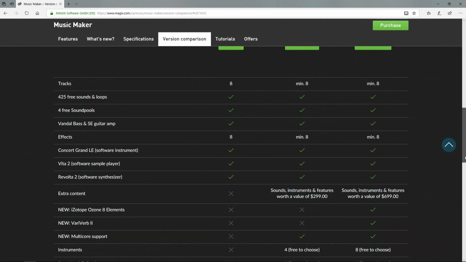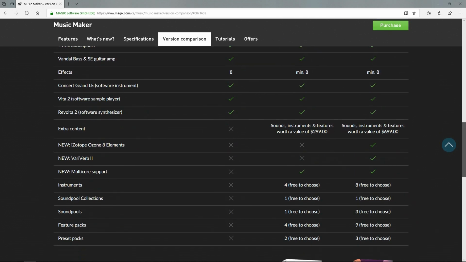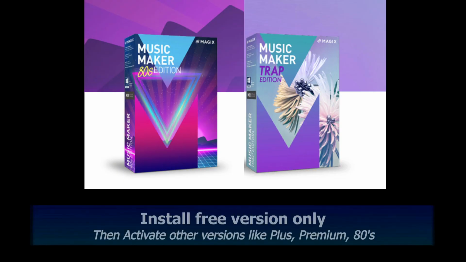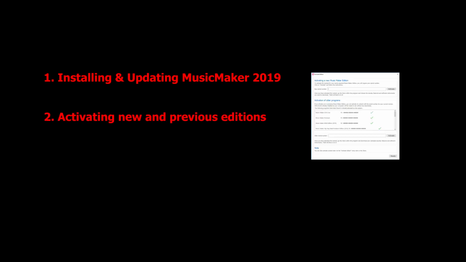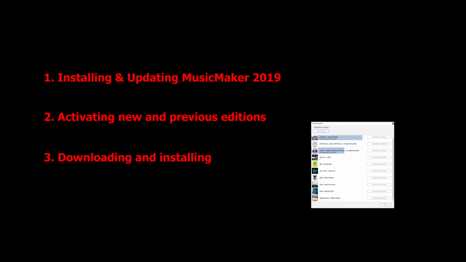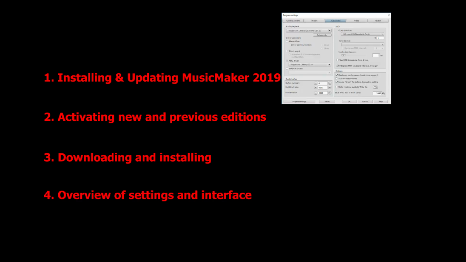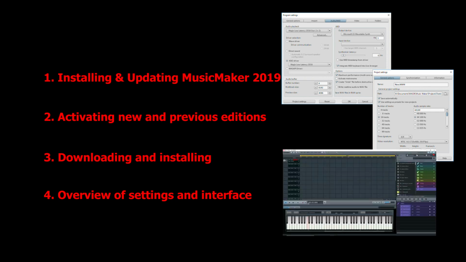Thus, if you've already installed MusicMaker 2019 and you purchase a new edition, you don't have to reinstall the main program, only activate the new edition and download and install everything new that comes with it. In this first part of getting started, we'll look at installing the MusicMaker engine and what happens with the free version. Then we'll look at activating new and previous versions, downloading and installing everything to which you're entitled, and a quick overview of program and project settings and the user interface.